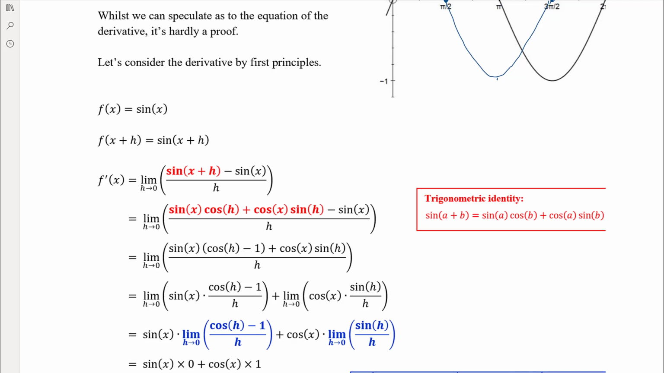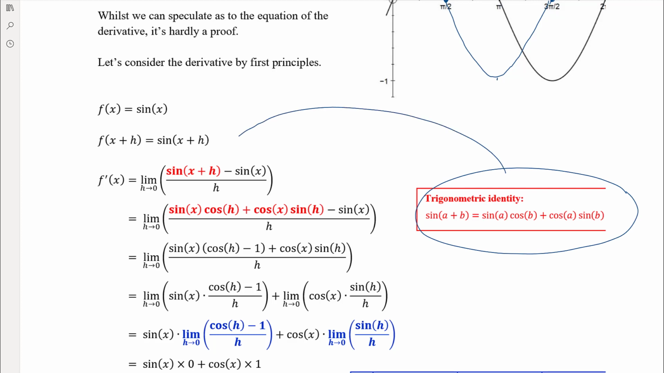Now, in trigonometry, we have these things called trig identities, which are studied quite a lot in specialist maths. So it's possible to write, if we have sine of a plus b, that's the same as sine of a times cos of b plus cos of a times sine of b. And so in this case with sine of x plus h, that's the same as sine of x times cos of h plus cos of x times sine of h.